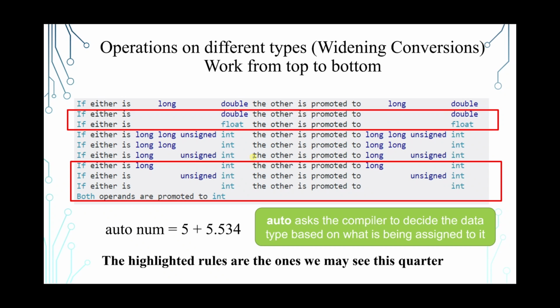If either is double, then the other is promoted to double. If either is float, the other is promoted to float. If either is long int, the other is promoted to long int, and so on with unsigned int or int. Now, the auto keyword asks the compiler to decide the data type based on what's being assigned to it.